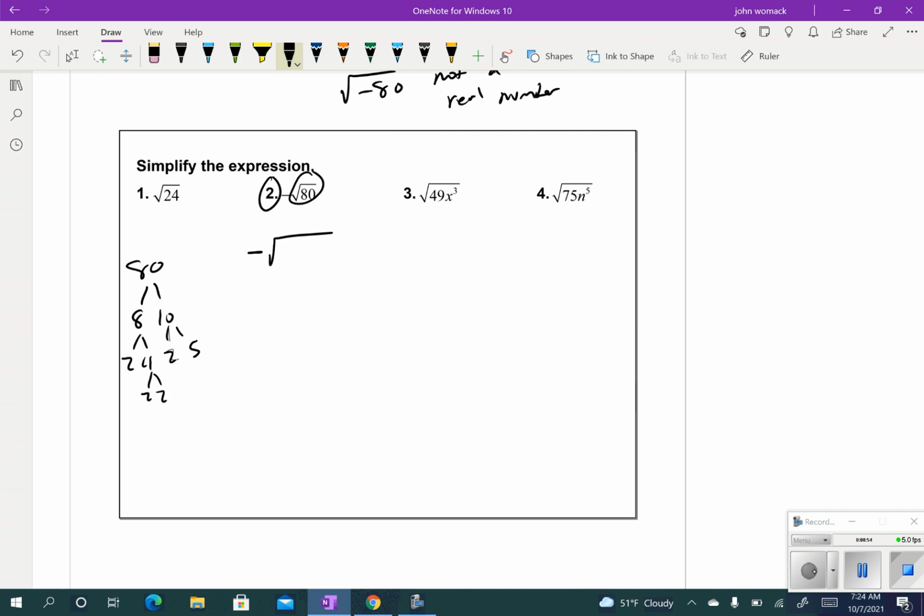4 is 2 and 2. So I've got all my prime factors. Look for those pairs. I've got a pair of 2's and a pair of 2's and a 5. Whenever you have a pair of factors, those are the ones you can simplify. So I've got 2 squared, and 5. I can split those apart.